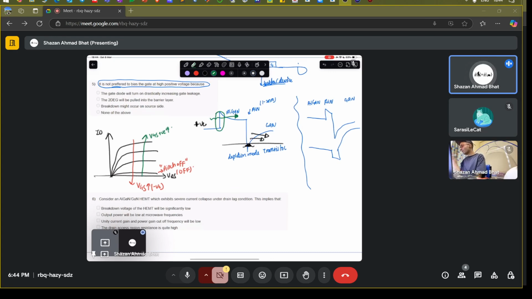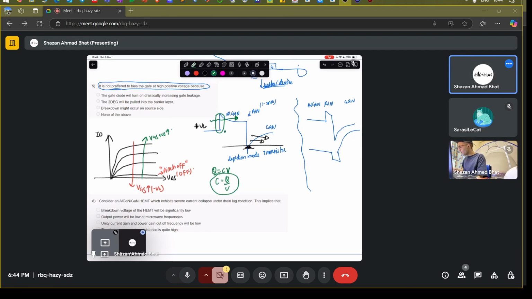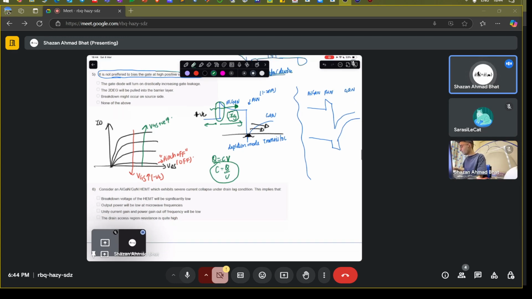If you have current flowing, it will reduce the capacitive action, because you know that charge is capacitance times voltage, and capacitance is charge over V. So if you lose charge, you will lose the capacitive action. Basically, the current will flow in this direction, which you don't want. If the electrons flow in this direction, the current will flow as gate current. That is very detrimental to the device. You don't want this component to flow.